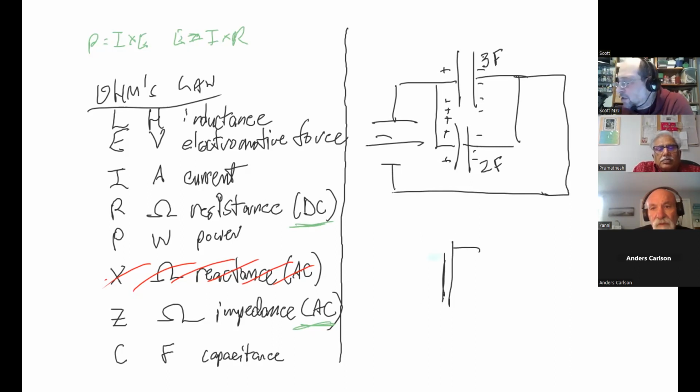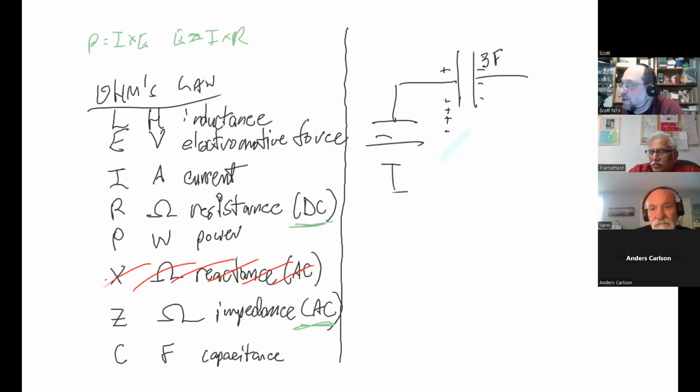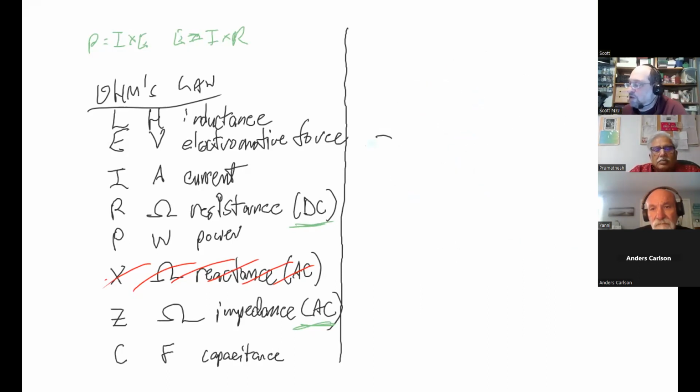So capacitors in parallel behave the other way. They actually add together. If you put them in series, it's the other equation. So this is the only weird one. Capacitors behave strangely compared to resistors and inductors.